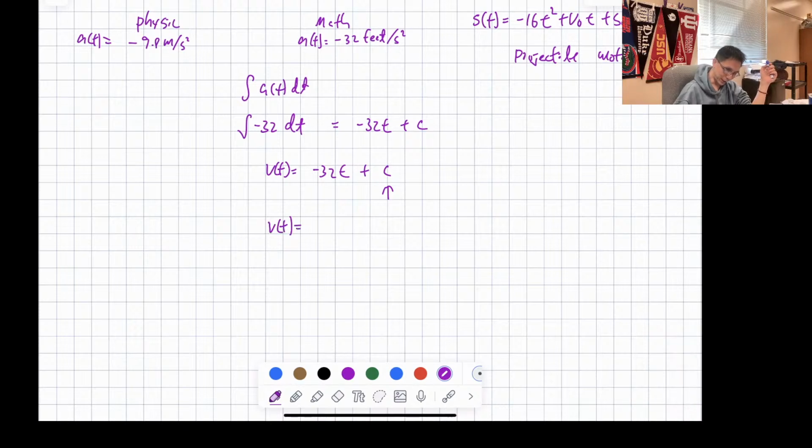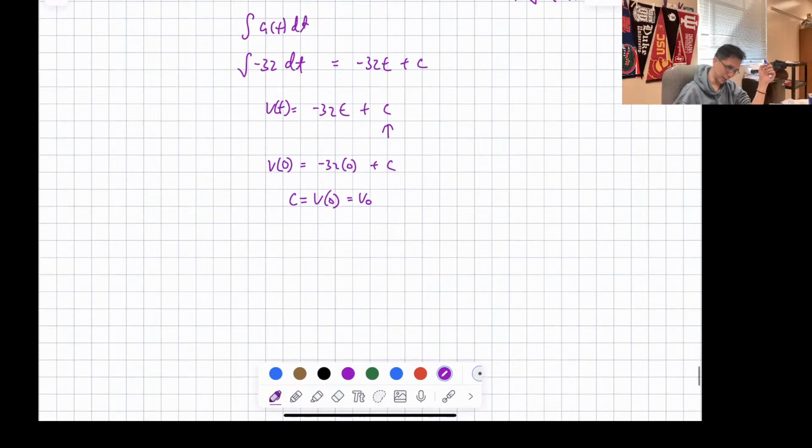V of t is equal to negative 32t plus c. Think about it. If I were to plug in 0 for time, what am I going to get? Negative 32 times 0 plus c, right? c must be v0, v of 0, and it's also known as v0 notation like that. So therefore, v of t is actually negative 32t plus v0.